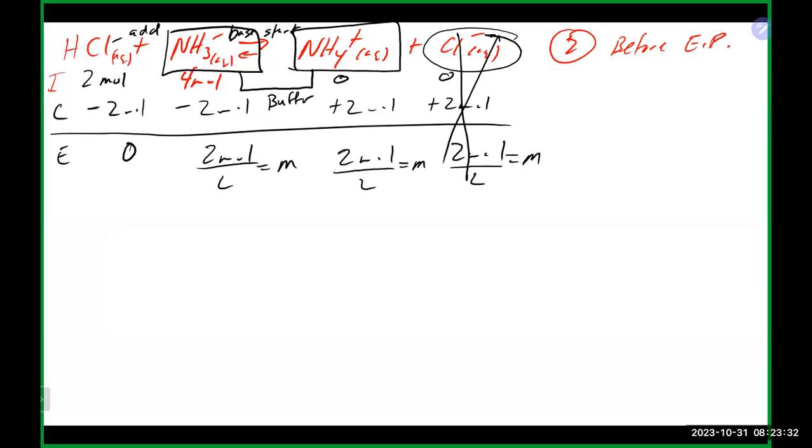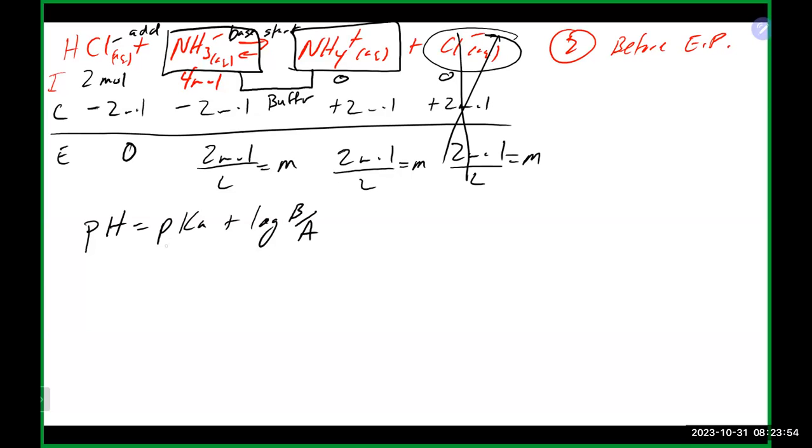And because we've made a buffer at this point, we can go into an ice table if you wanted to. You could actually do 2 different ice tables. I could either do a Kb ice table with the NH3, which you then have to convert to pH, or you could do a Ka ice table with the NH4 plus and the appropriate Ka value. The much easier approach is to use our Henderson-Hasselbalch equation here: pH equals pKa plus the log of the base over the acid.